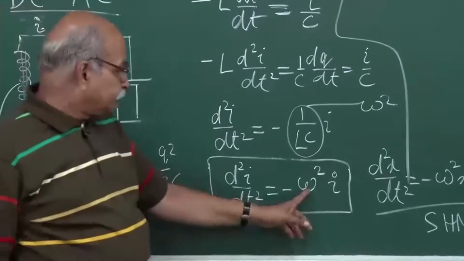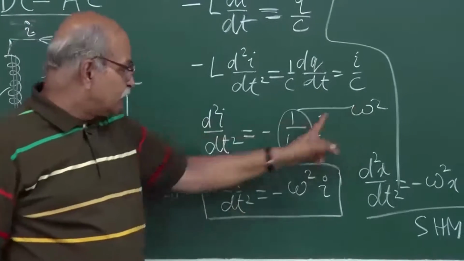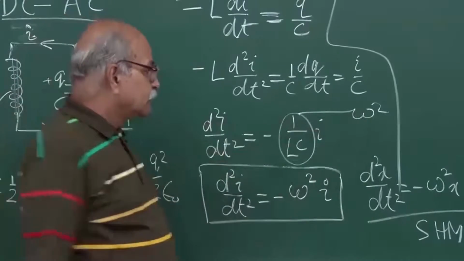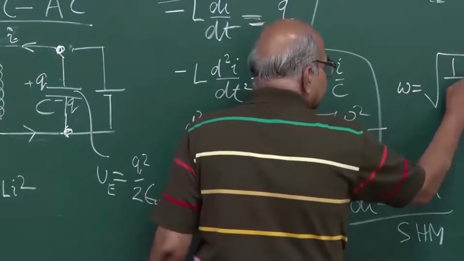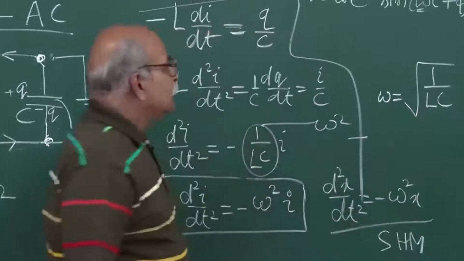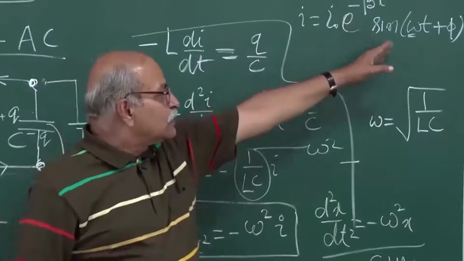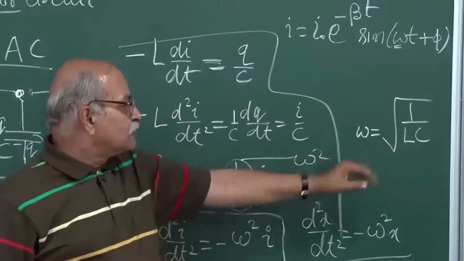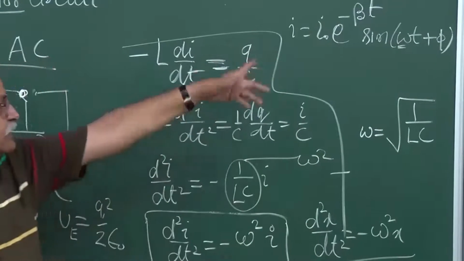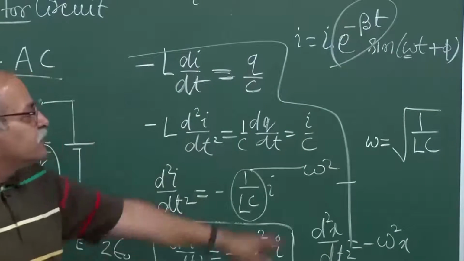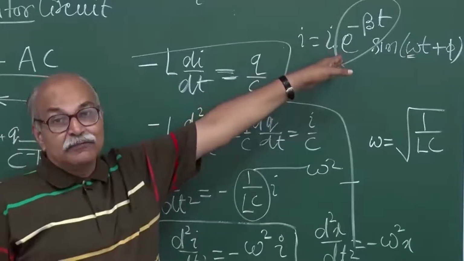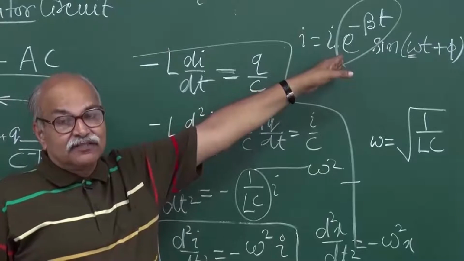Okay, what is ω? ω² we have written for this. So ω is the square root of 1/LC. So if you have resistance, it could be slightly different from this, but nevertheless the important point is here: the amplitude will decay as a function of time.